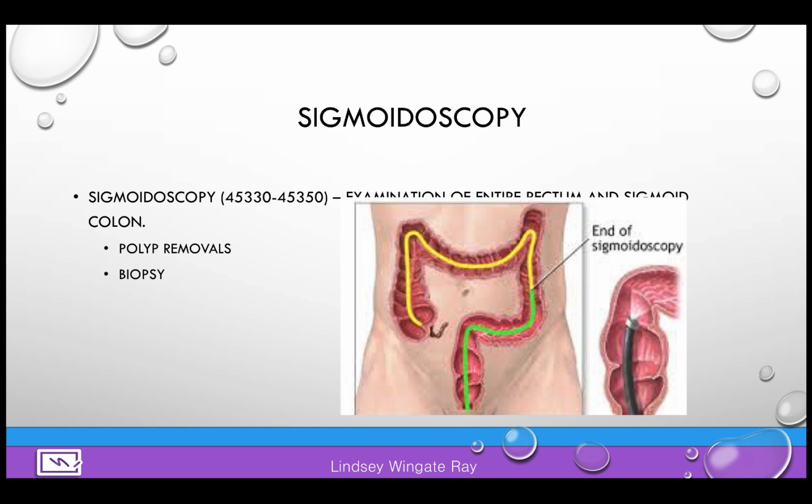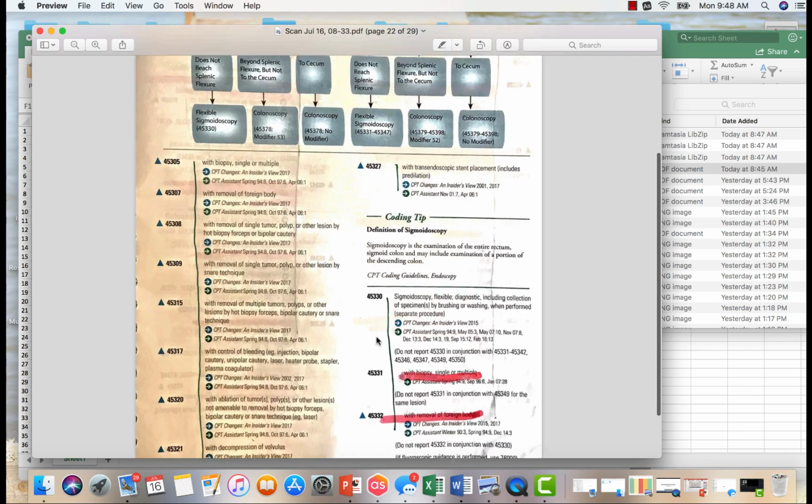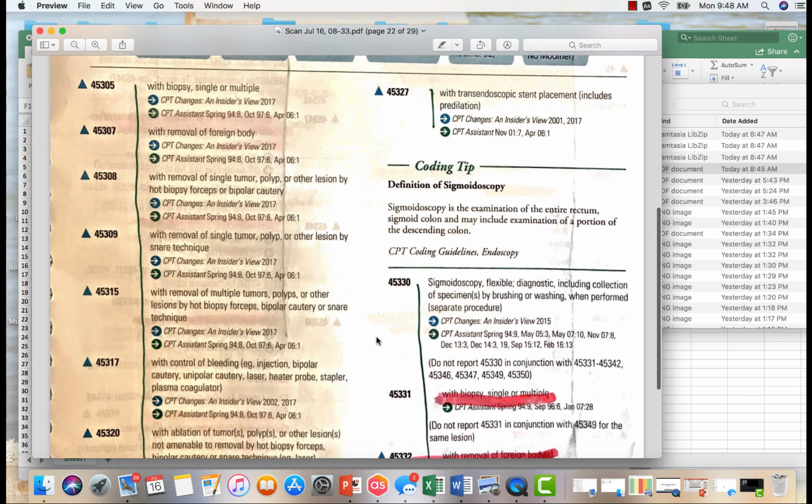Now let's talk about a sigmoidoscopy. We talked about the colonoscopy, but a sigmoidoscopy is when the colonoscope only goes to the sigmoid colon. And it has the same procedures as a colonoscopy, but it's just not going as far into the colon as you can see. The green portion is the sigmoidoscopy, and if it goes past that, then it is considered a colonoscopy. So let's look at the sigmoid section of the CPT book.